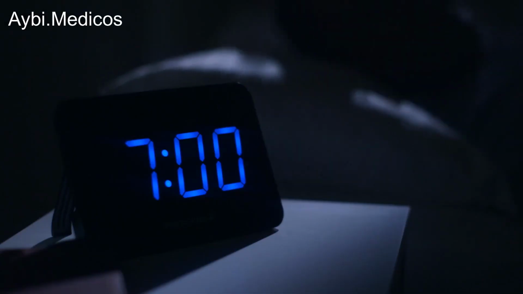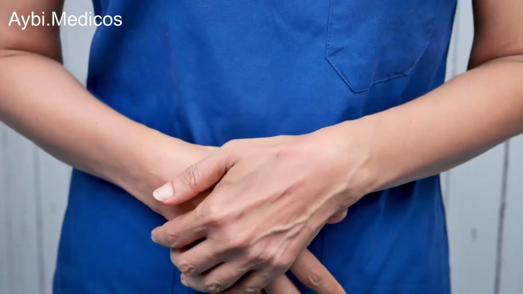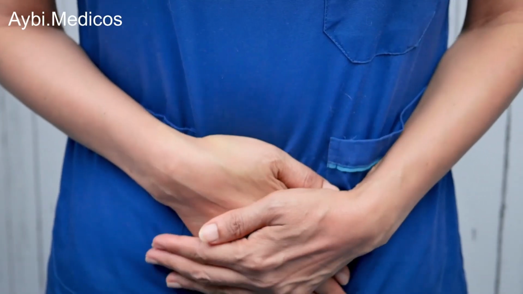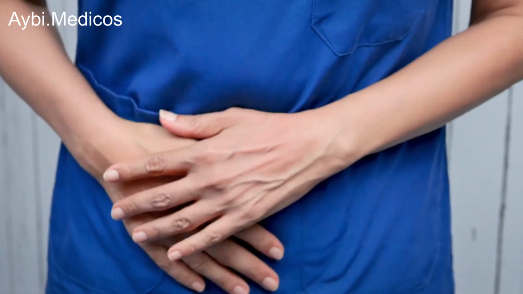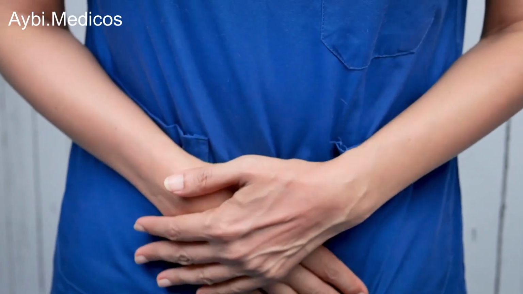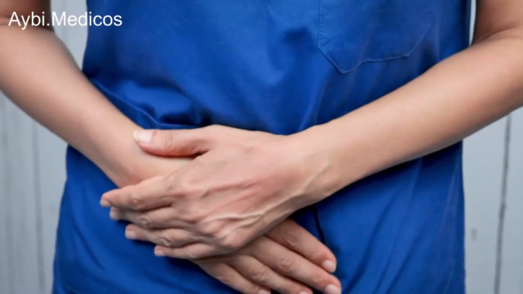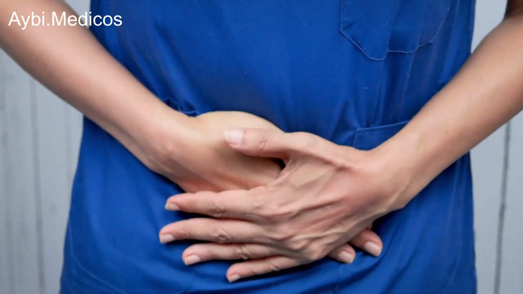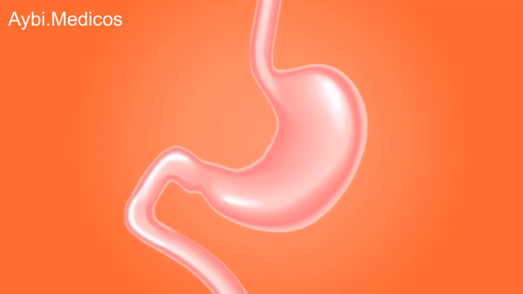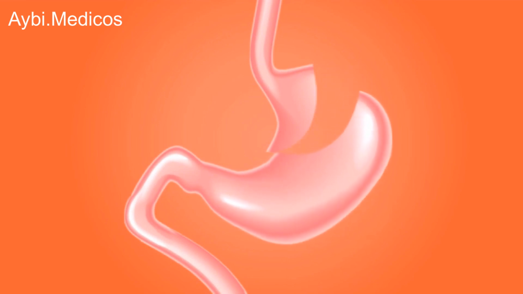Bloating and burping. Experiencing excessive bloating and burping after meals is also possible. Dark or bloody stools. In severe cases, bleeding from the ulcer can lead to black, tarry stools or blood in vomit. Diagnosis. Diagnosing a stomach ulcer involves several methods.